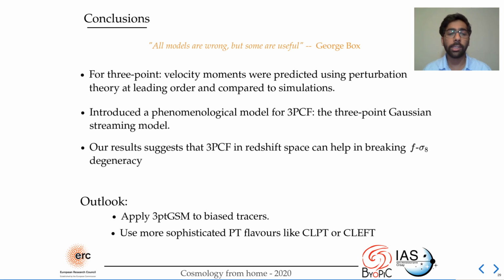As a short outlook, we would like to apply this model to biased tracers and also use more sophisticated perturbation theory flavors like CLPT or CLEFT, the convolutional Lagrangian perturbation theory or convolutional Lagrangian effective field theory.